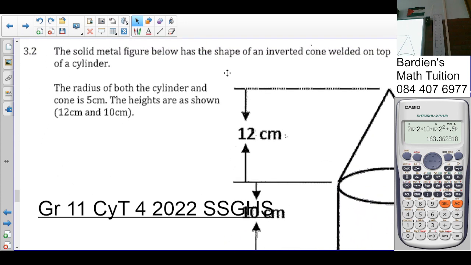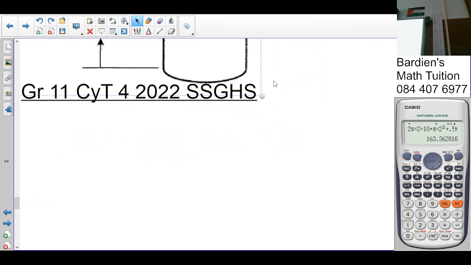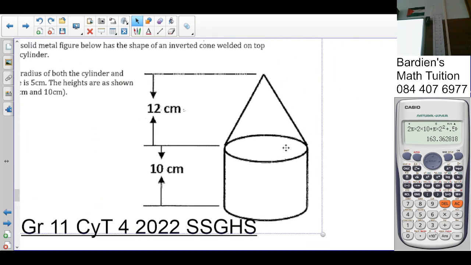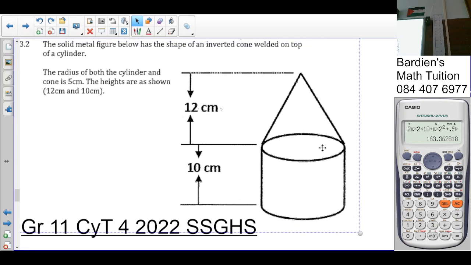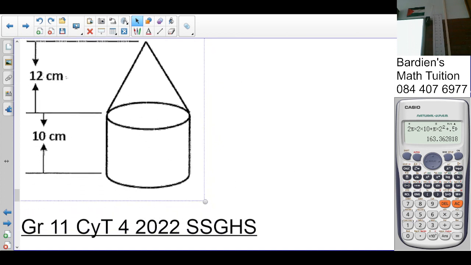Then in the next sum, in 3.2, we are told that a solid metal figure below has the shape of an inverted cone welded on top of a cylinder. So again, you've got the cylinder and a cone here. The radius of both the cylinder and the cone is 5 centimeters. The heights are shown. One is 12 and one is 10. Remember, the radius is 5, so from there to there is 5.